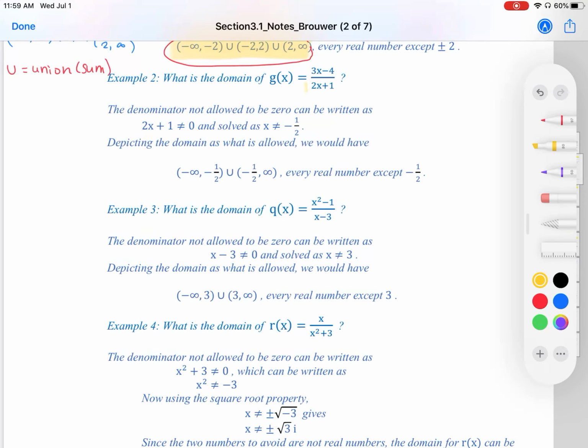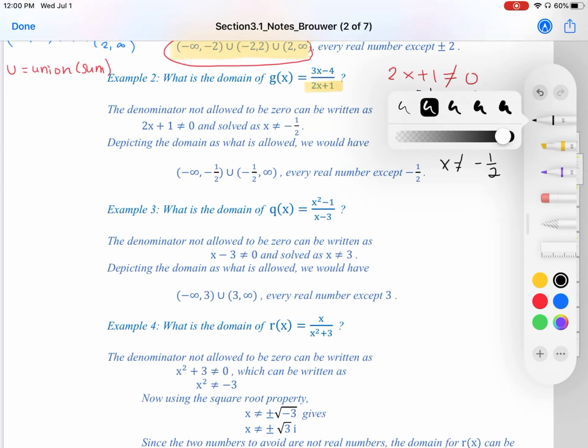Same idea. We want to take our denominator and set that not equal to 0. 2x plus 1 not equal to 0. We want to see what values will make it equal to 0. All right, we do some work. Subtract 1, we get 2x is not equal to -1. We want x by itself, so let's divide by 2. We get x is not equal to -1/2, right?